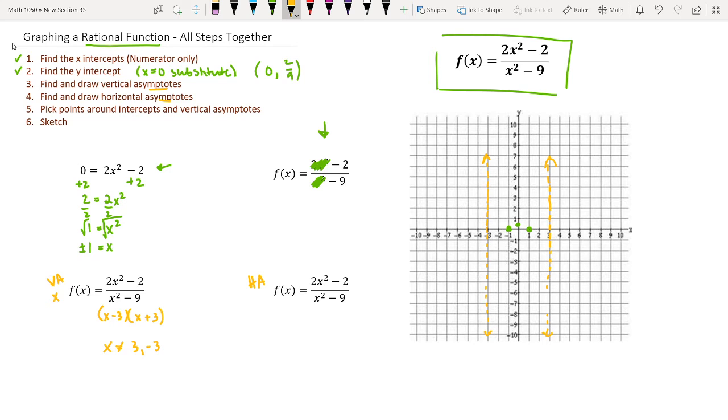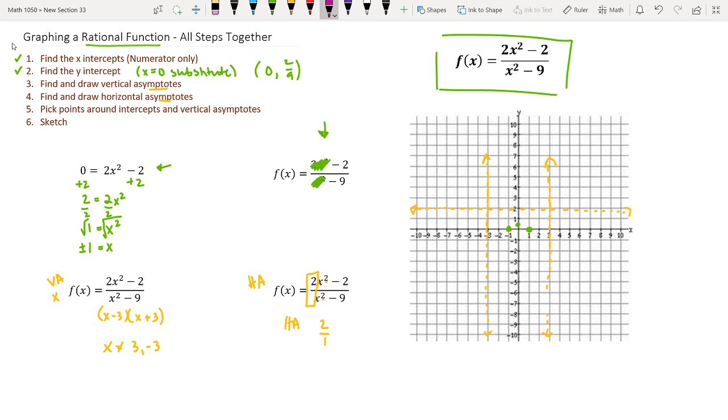Now my horizontal asymptote, if you recall, compares the coefficients because my x's are the same degree. I'm just going to pull their coefficients out, and I would say my horizontal asymptote is at 2, or 2 over 1. So I'm going to come to my y-axis and put an asymptote at positive 2. Okay, so I'm ready at this point to go ahead and graph this.